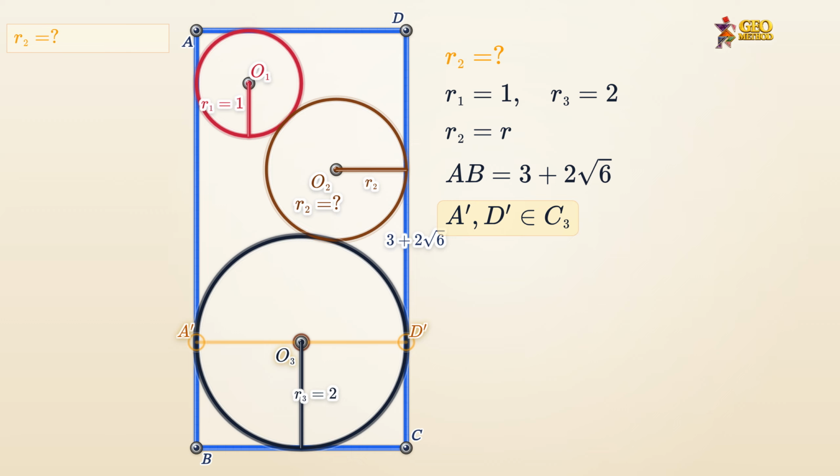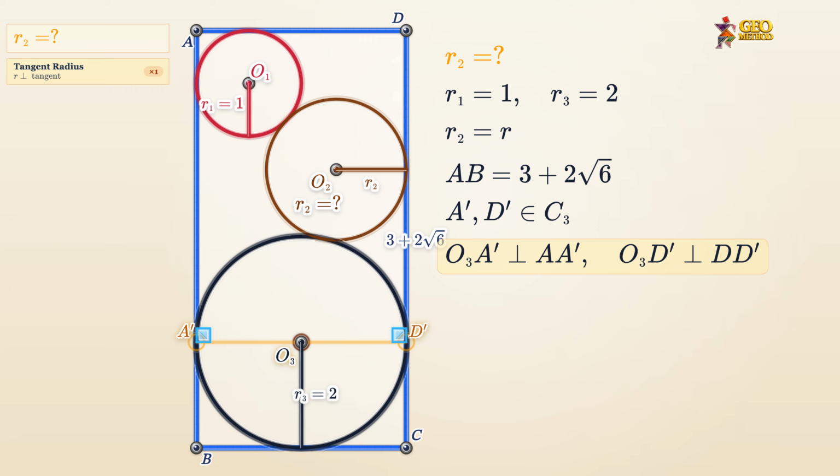Before we do algebra, name the contact points. A' is where circle 3 touches the left side, and D' is where circle 3 touches the right side. We will not assume anything about the line through them yet. Now use the tangent radius theorem. At a point of tangency, the radius to that point is perpendicular to the tangent side. So O₃A' is perpendicular to the left side, and O₃D' is perpendicular to the right side.